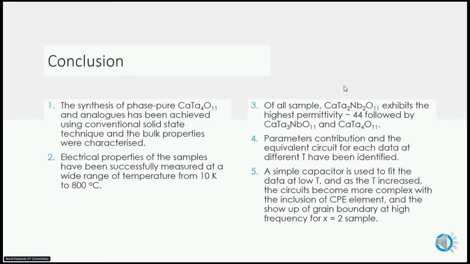Electrical properties of the samples have been successfully measured over a wide range of temperature, 10 Kelvin to 800 Celsius. Of all samples, X equal to 2 exhibits the highest permittivity compared to the others. Parameter contributions and the equivalent circuit for each data at different temperatures have been identified. A simple capacitor is used to fit the data at low temperature, and as the temperature increases, the circuit becomes more complex, with the inclusion of the CPE element and the show up of the grain boundary at high frequency for X equal to 2 sample.